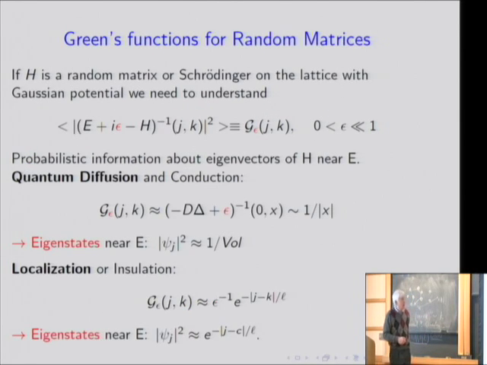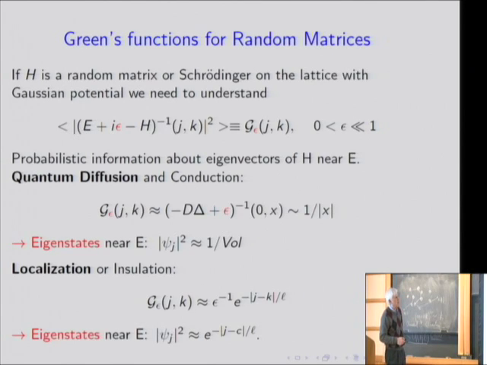Okay, so I need two slides to explain it. The first thing is, just imagine I have a matrix, and you can think of the matrix as being a finite dimensional matrix if you like. It really doesn't matter. But assume it has random elements in it. And assume the elements are Gaussian. It's useful to have a Gaussian distribution for some of these things. And now I want to understand the spectral structure of this matrix.